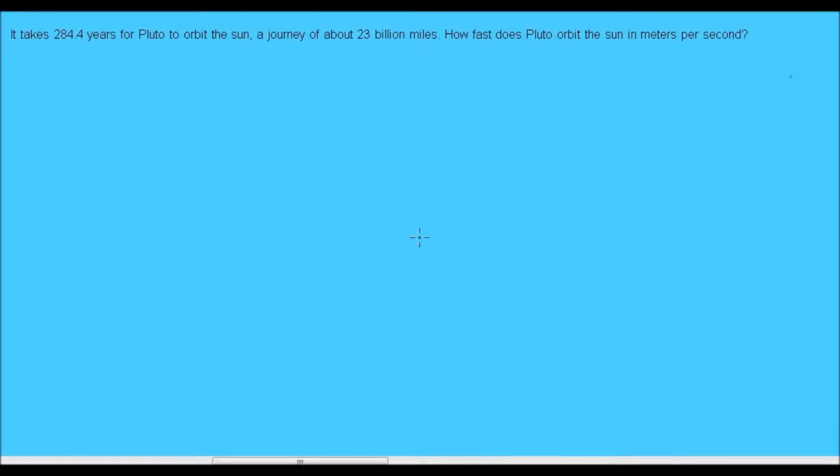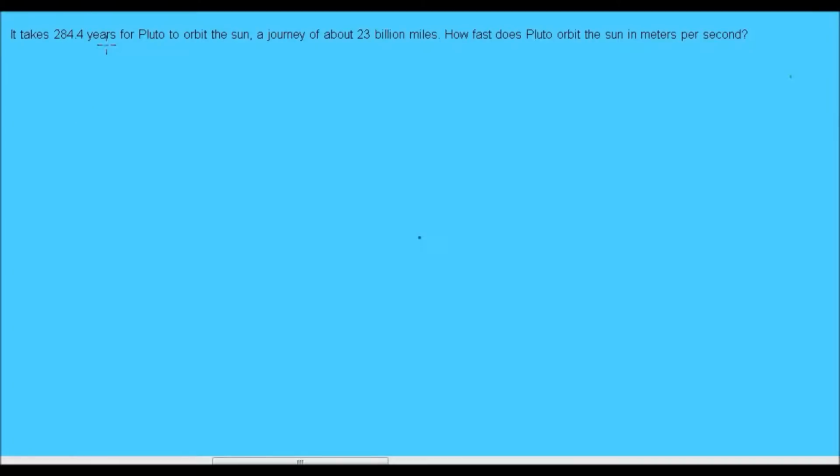It takes 284.4 years for Pluto to orbit the Sun, a journey of about 23 billion miles. How fast does Pluto orbit the Sun in meters per second? Now, hopefully you'll never have to really do a problem like this, but I want to show you this because this introduces the idea of dimensional analysis.